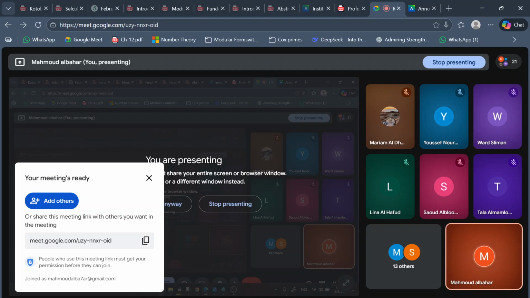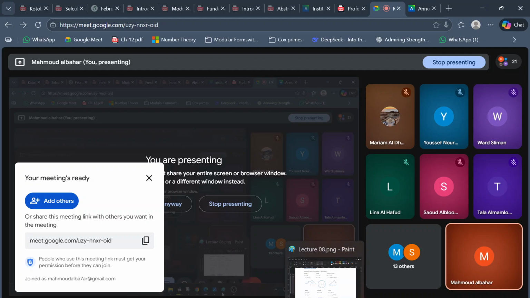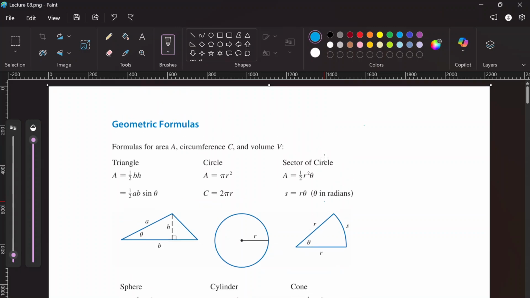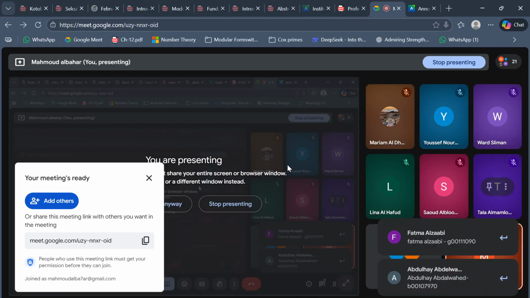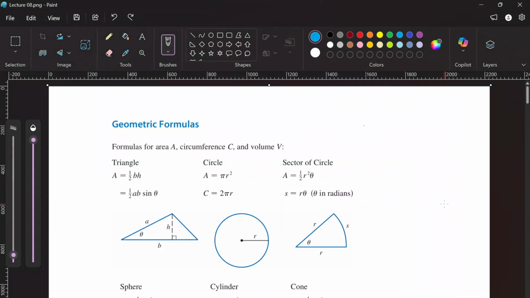So let's start. Today we'll solve related rates problems, okay? First of all, you have these formulas. You may need them, okay?